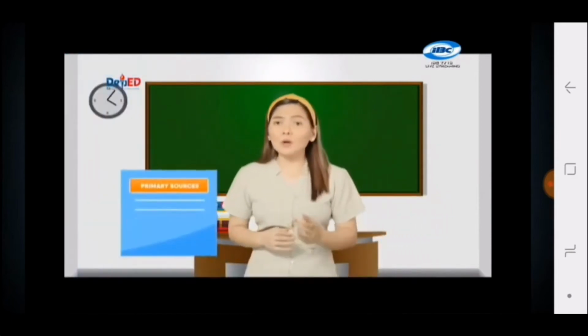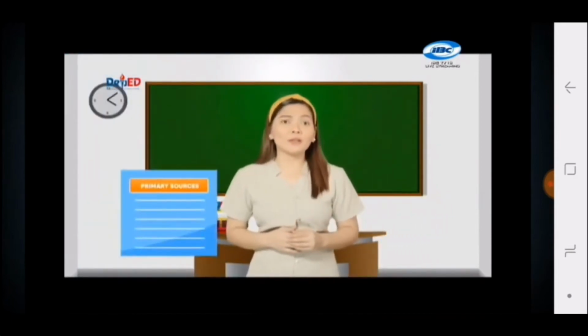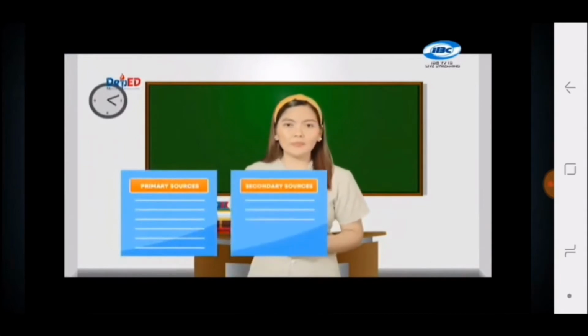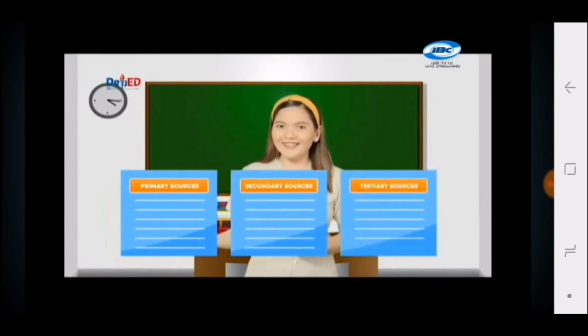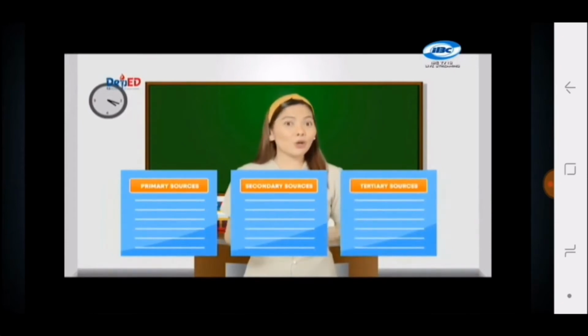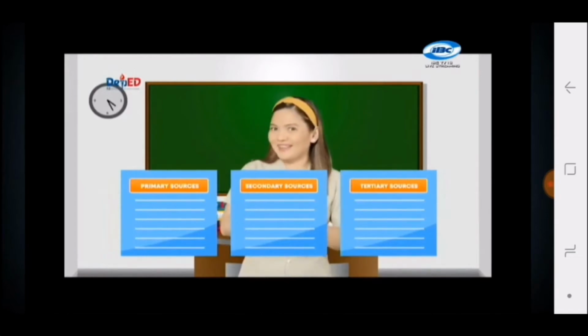Now, I want you to arrange them according to the type where they belong. Identify whether they describe primary, secondary, or tertiary source. Write your answers in a piece of paper. You have 30 seconds to accomplish this activity.